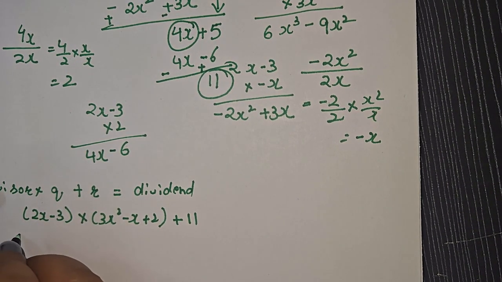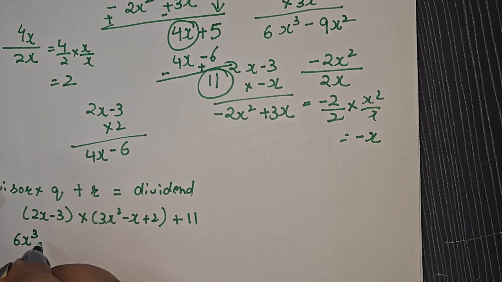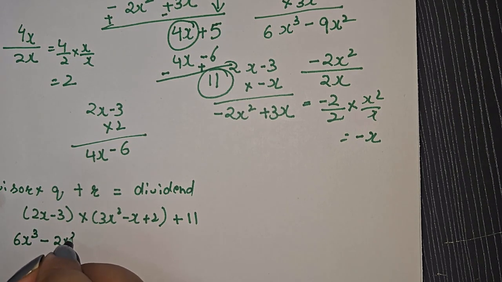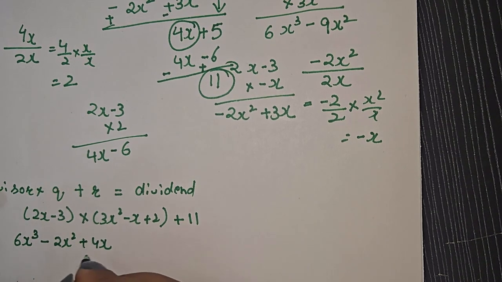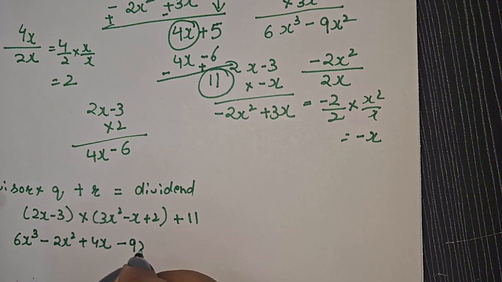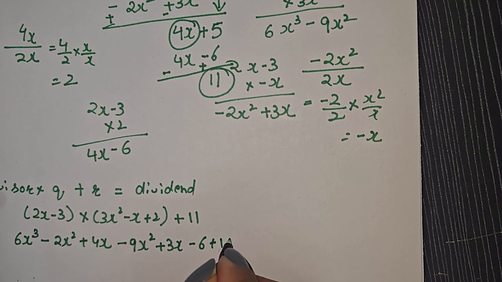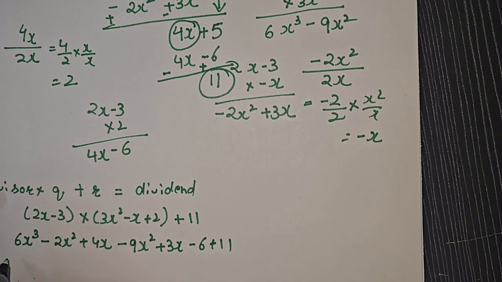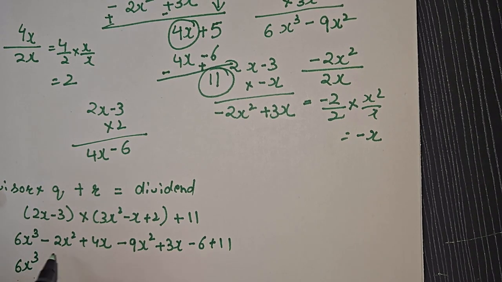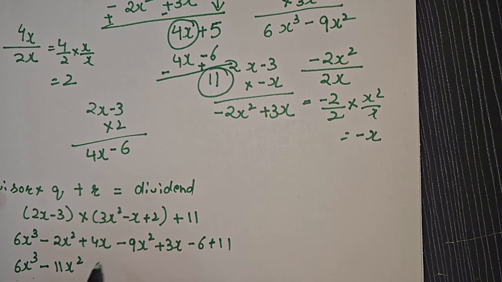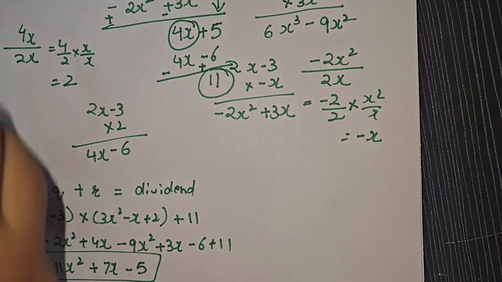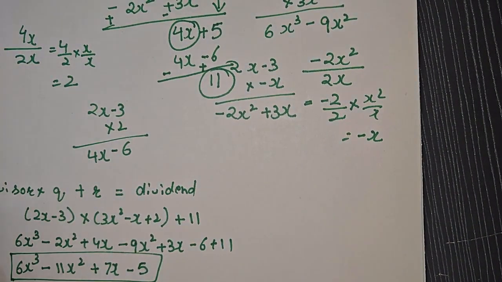So we will have 6x to the power 3 minus 2x square plus 4x. Then we have minus 9x square plus 3x minus 6 plus 11. So it can be written as x square. We have minus 11x square. Then this can be written as plus 7x and this is 5, which is equal to your dividend.